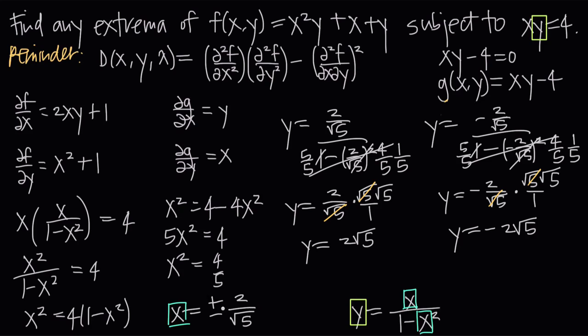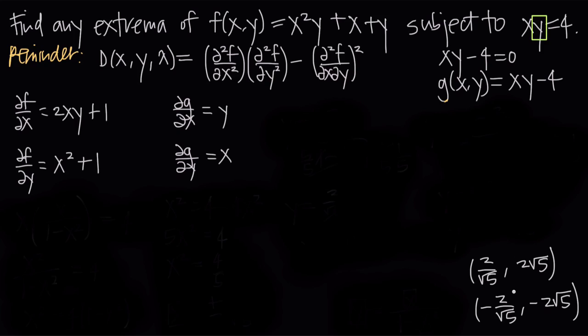Now what we can say is that when we match these values of y with the corresponding values of x, when we plugged in x is equal to positive 2 over root 5, we got y equals 2 root 5. So we can say that that coordinate point is positive 2 over root 5, comma 2 root 5. When we plugged in negative 2 over root 5, we got negative 2 times root 5. So the value there then is negative 2 over square root 5, comma negative 2 square root 5.